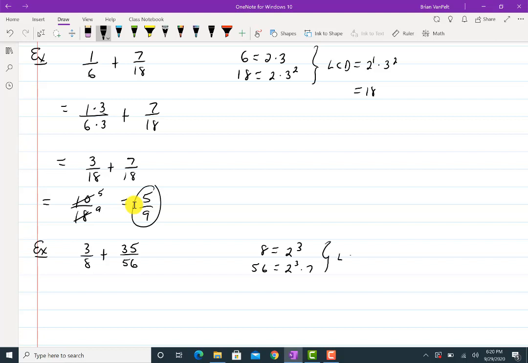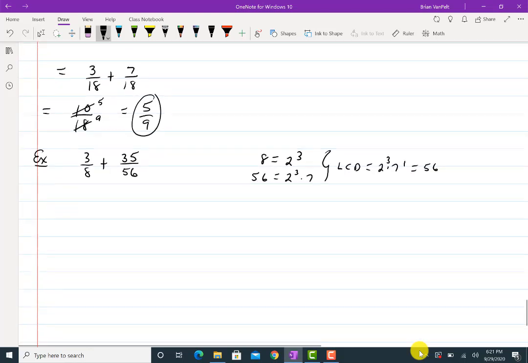So when I create my LCD, I'm going to need a 2 and a 7. Those are the prime numbers that are involved. And then as I look at the exponents, the highest exponent for 2 is a 3. Similarly, the highest exponent for 7 is a 1. And that equals 56. So I can leave the 1 as fine as it is.